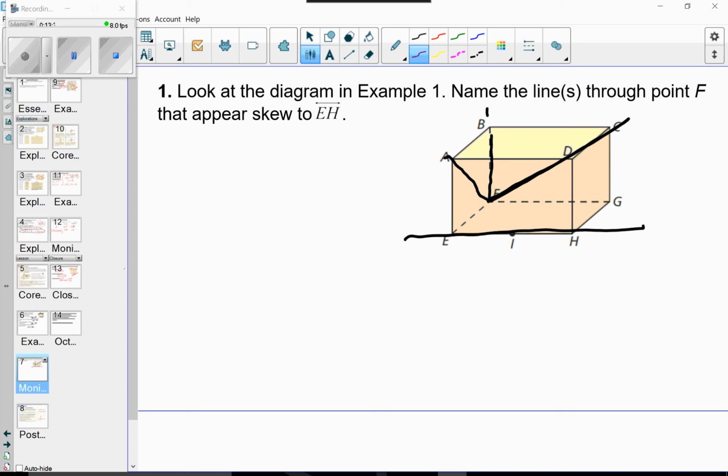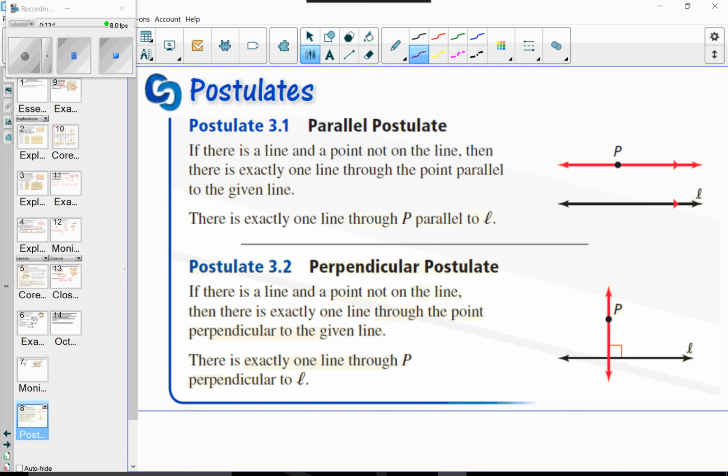Okay, so the main one that I want is BF, but we could also do FC, and we could also do FA. The biggest one that I want you to do, though, the main one is BF. That's what we want for that one. So we want line BF. There you go. Moving on, we got some more definitions here.